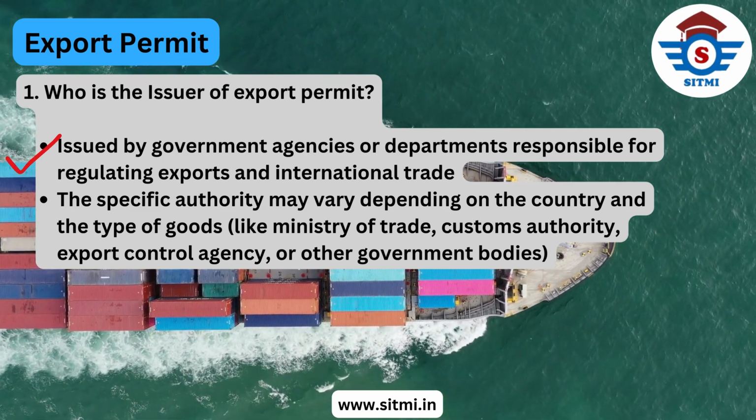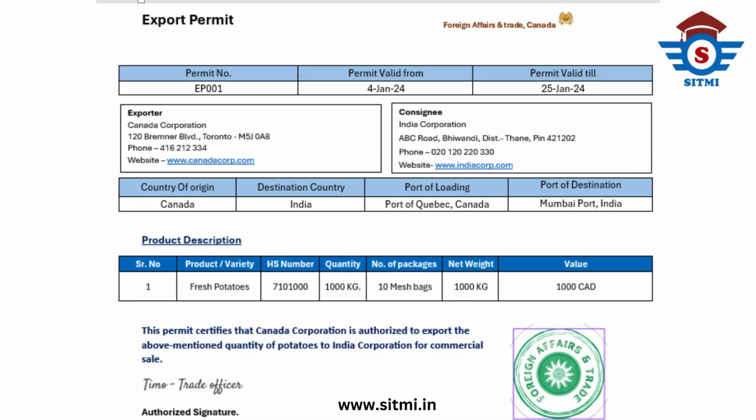Now, what does it include in the permit? The first point is authorized exporter information. The export permit includes information about the exporter or the party responsible for exporting the goods.